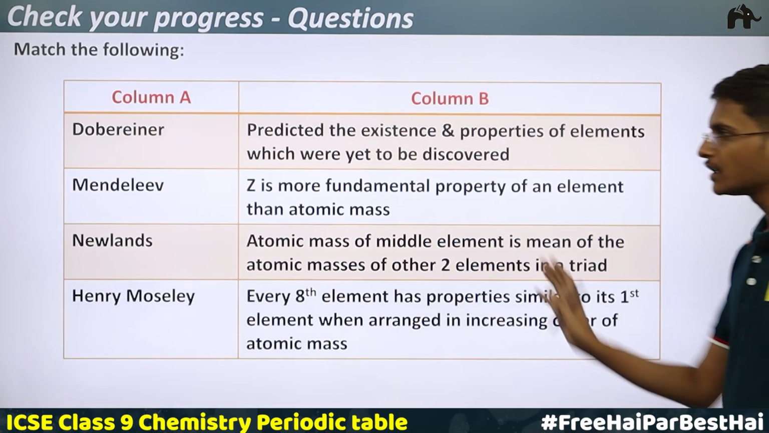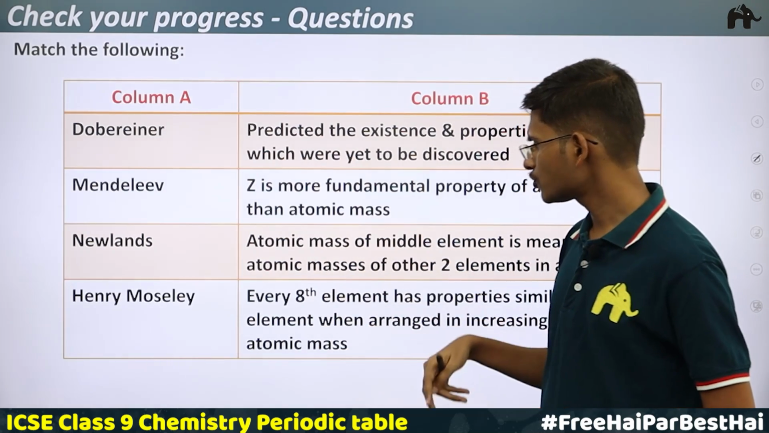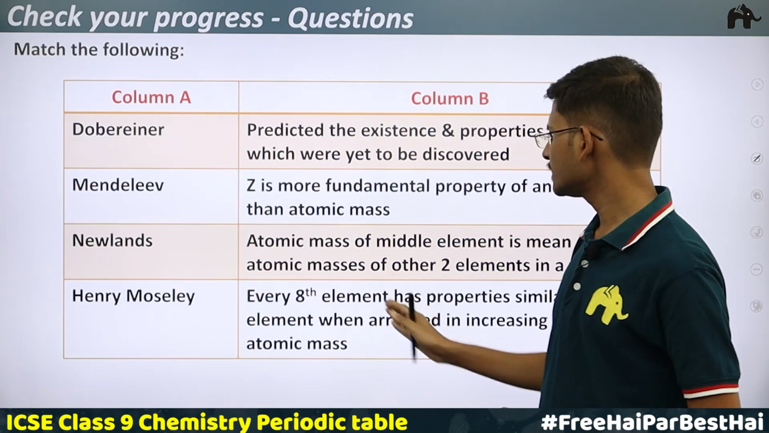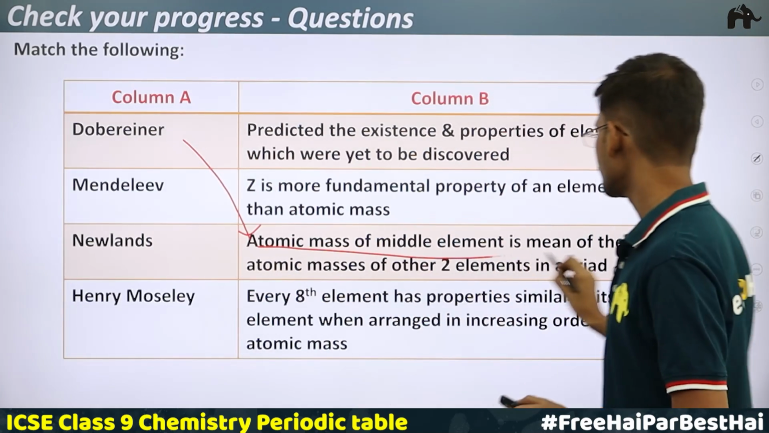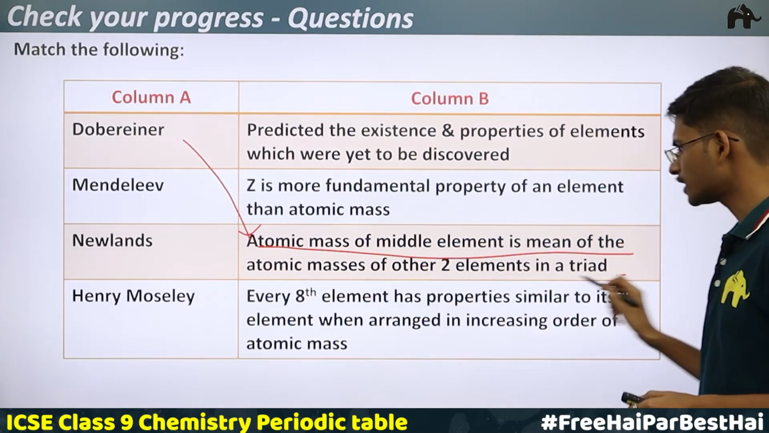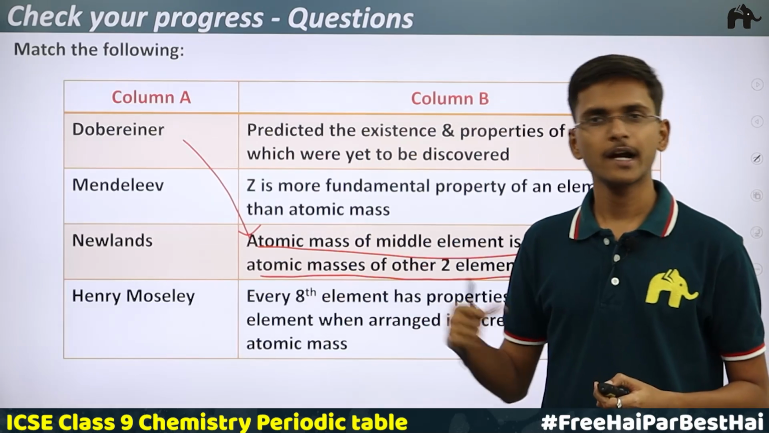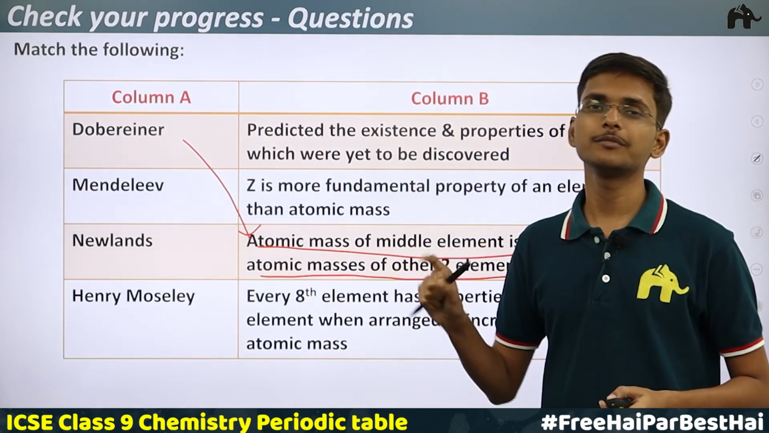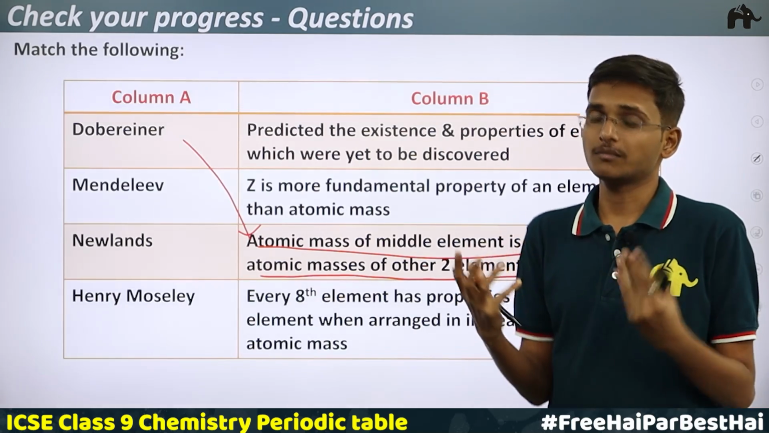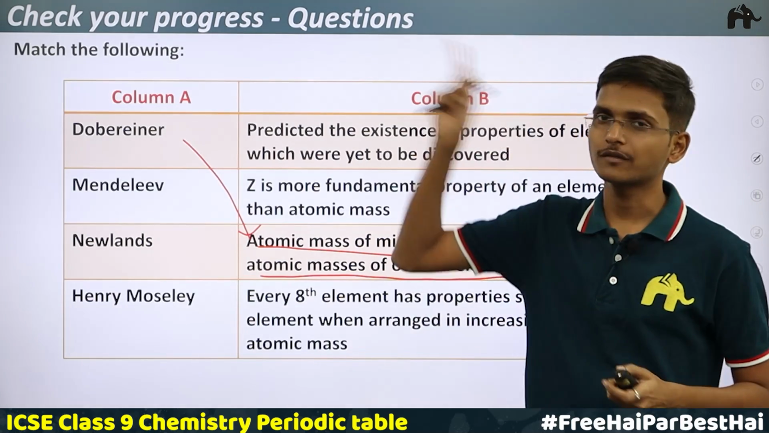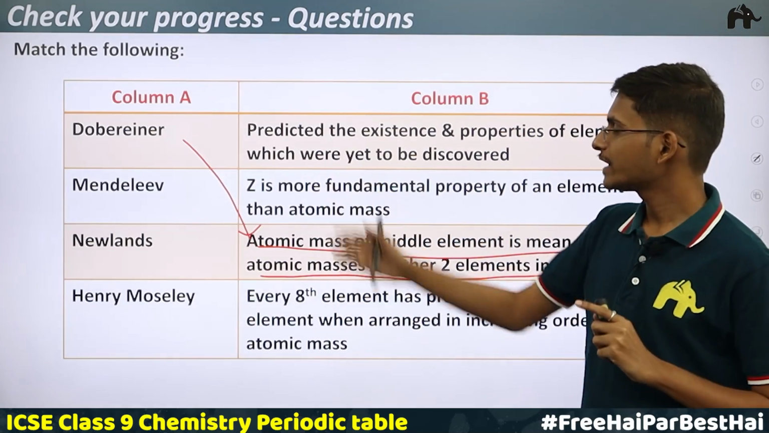Fine, let's start. So what Döbereiner did, out of all these 4 options, he simply told that the atomic mass of the middle element is the mean of the atomic masses of the other 2 elements in the triad. Just like lithium, sodium, potassium, the atomic mass of sodium would be the mean of the atomic masses of lithium and potassium. We have already seen that. Now if you want more explanation about it, you can go back to the first video and get the detailed explanation. Now next is Mendeleev.